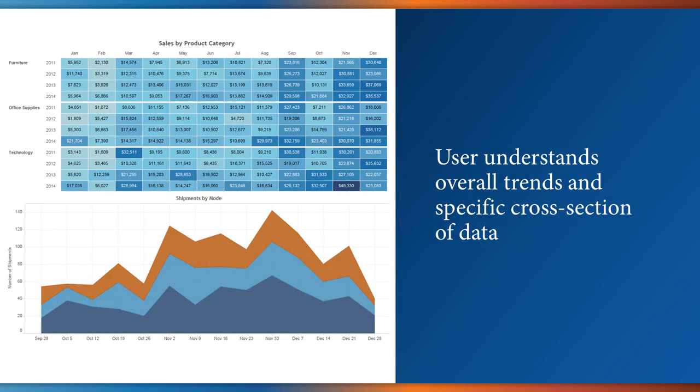Combine highlight tables with other chart types. Combining a line chart with a highlight table, for example, lets the viewer understand overall trends as well as quickly drill down into a specific cross-section of data.